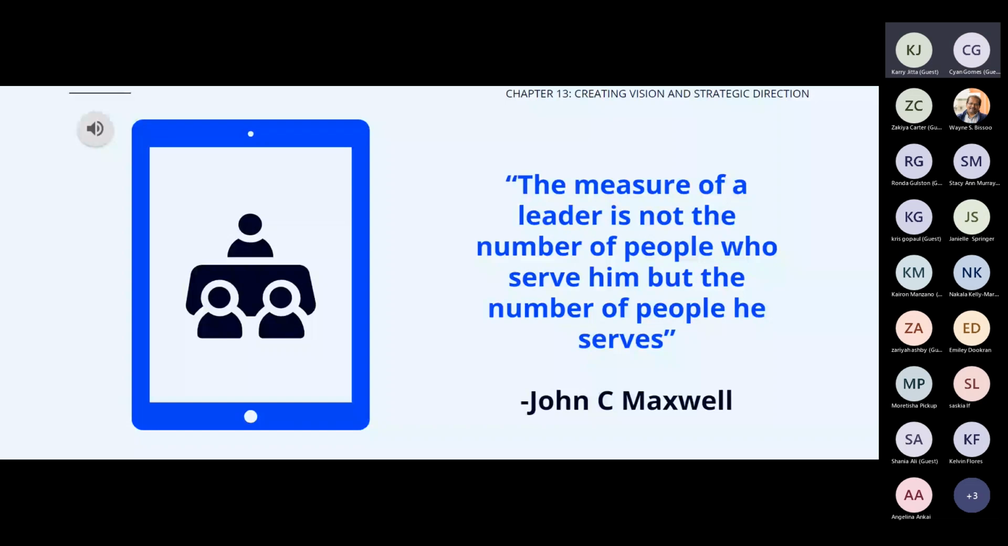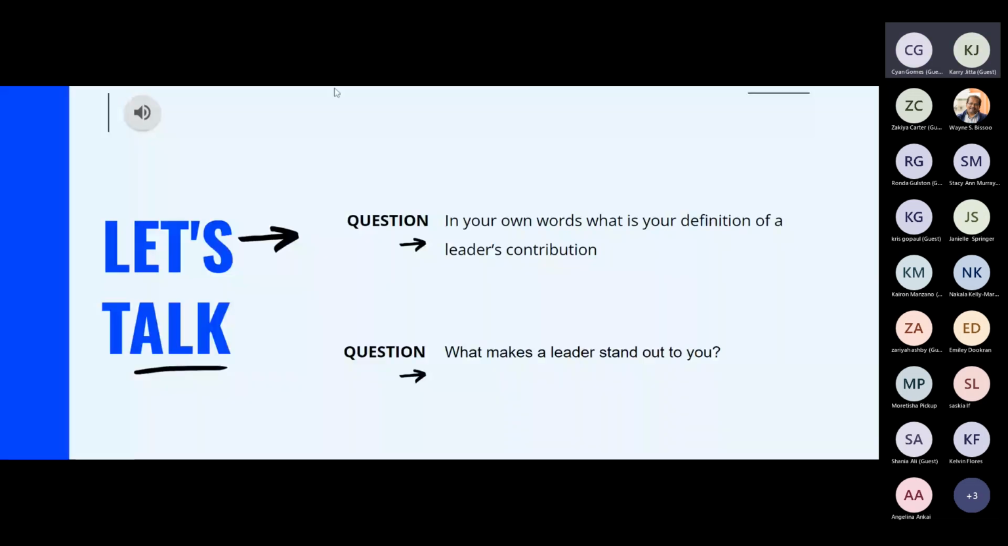Let's talk. In your own words, what is your definition of a leader's contribution? What makes a leader stand out to you? So feel free, anybody, to give your thoughts and opinions about what a leader's contribution is or what makes a leader stand out to you.